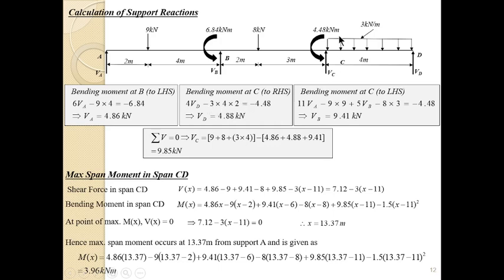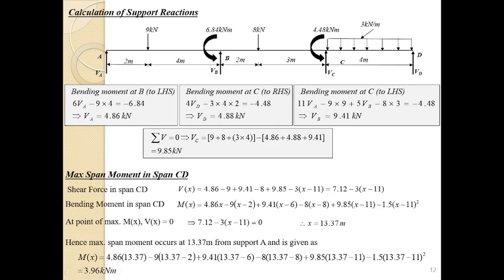And then there is no other force here except VC. If you take the moment of VC, it will be 0. So you equate it to the bending moment at C, which is minus 4.48. So by that we have only one unknown, VD. If you solve for VD, it gives you this 4.88. Now we have been able to find VA and VD.